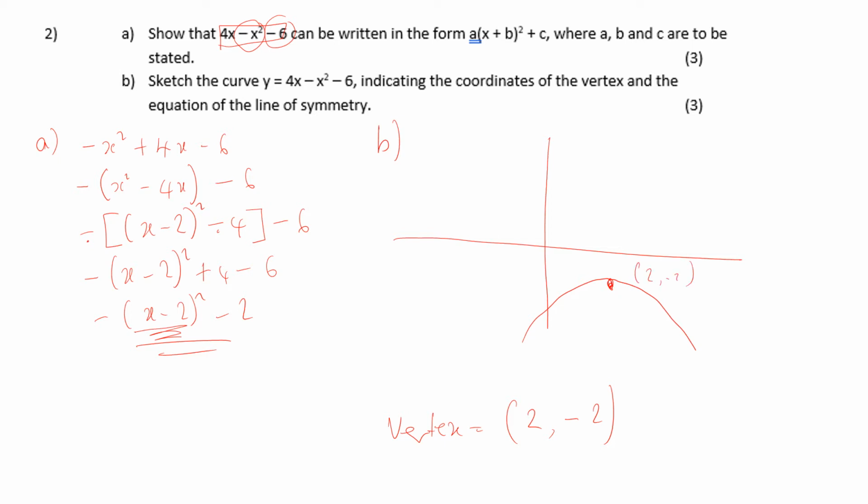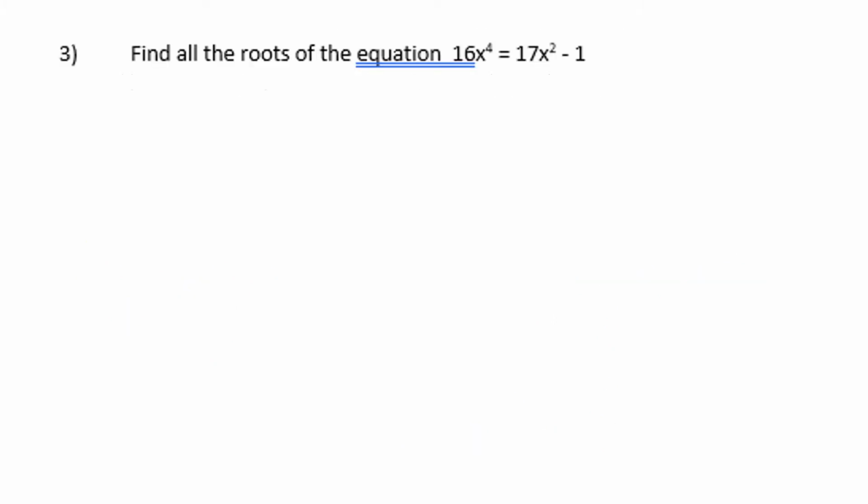It asks for the equation of the line of symmetry as well. It goes through 2 on the x-axis, so that is x equals 2. That's x equals 2 as your line of symmetry. Part A was a tricky bit really, but for the vertex, make sure you know what value makes this bracket equal to 0. If it is 0, make sure you know that the y comes out as minus 2.